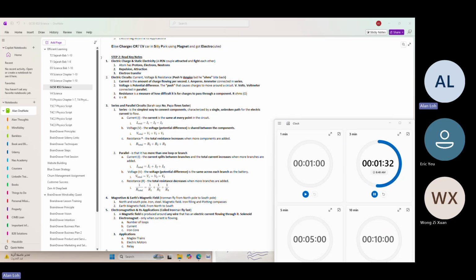Thirty more seconds. If you have finished reading, you can read it again and again until we finish the timer.